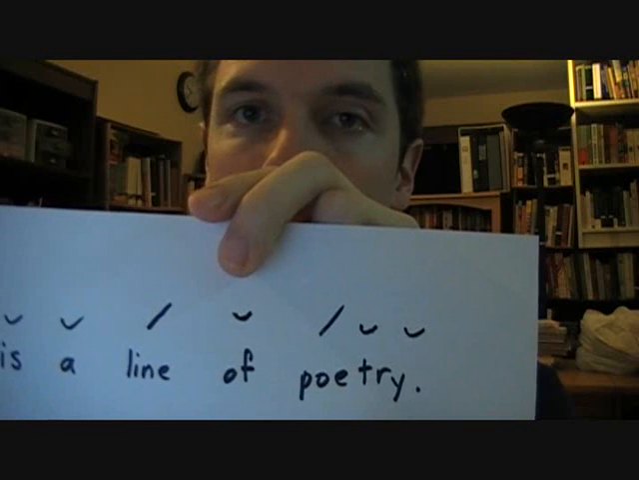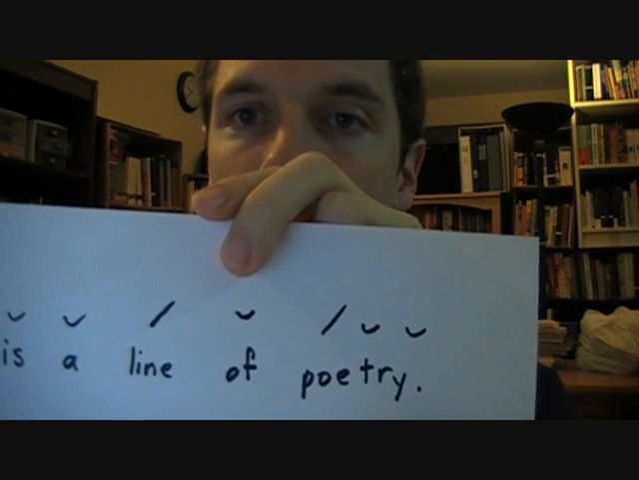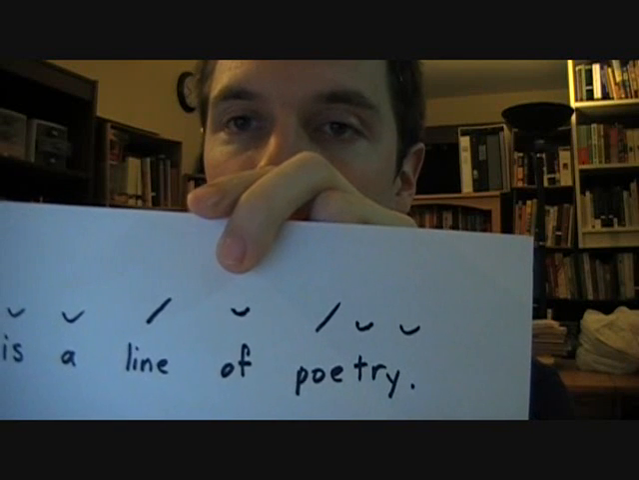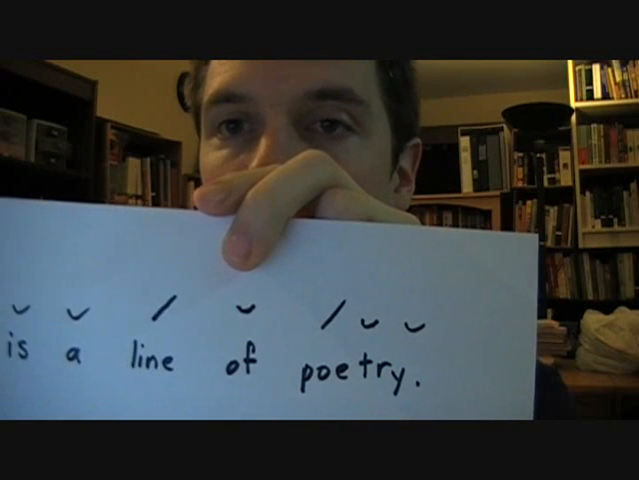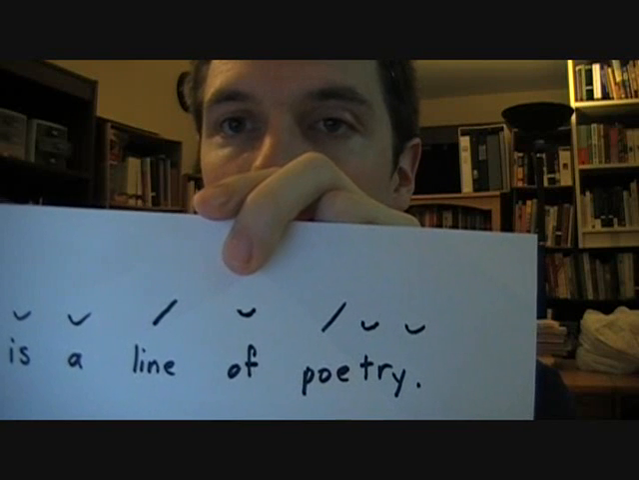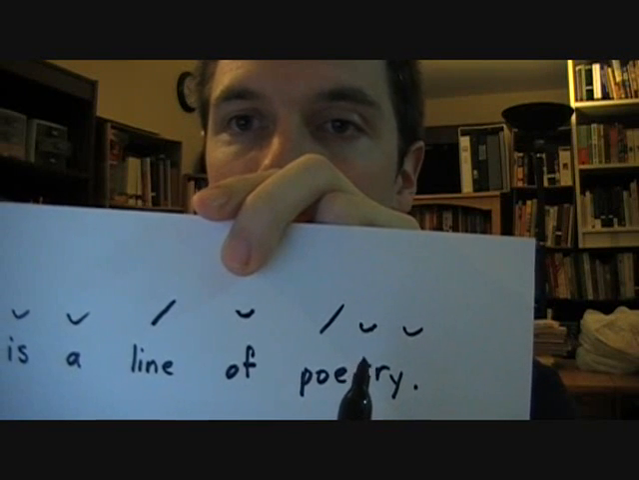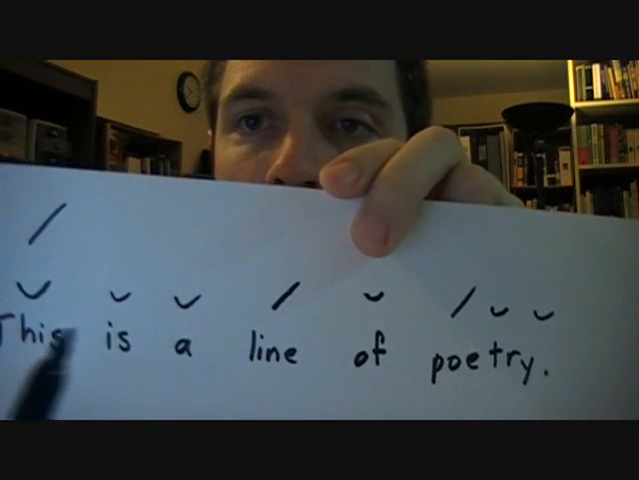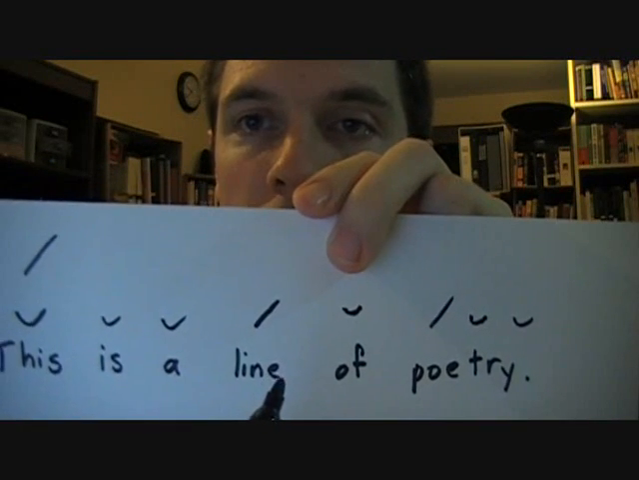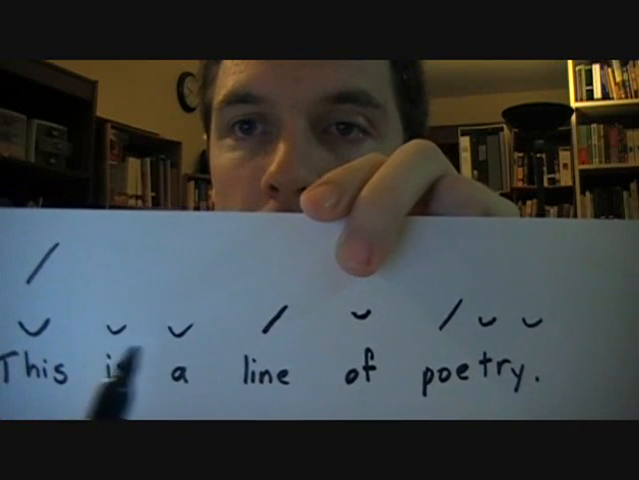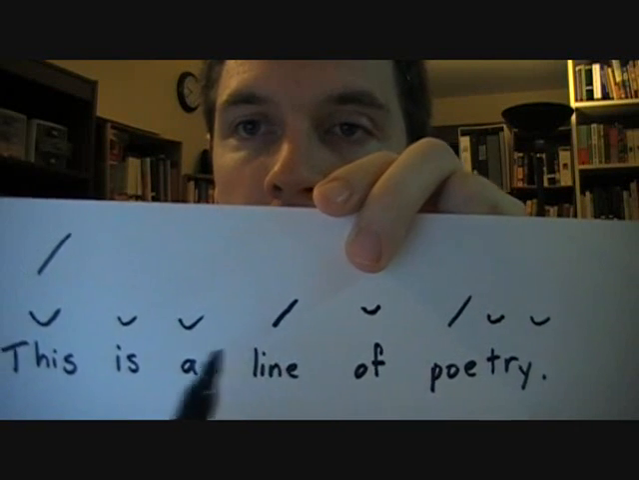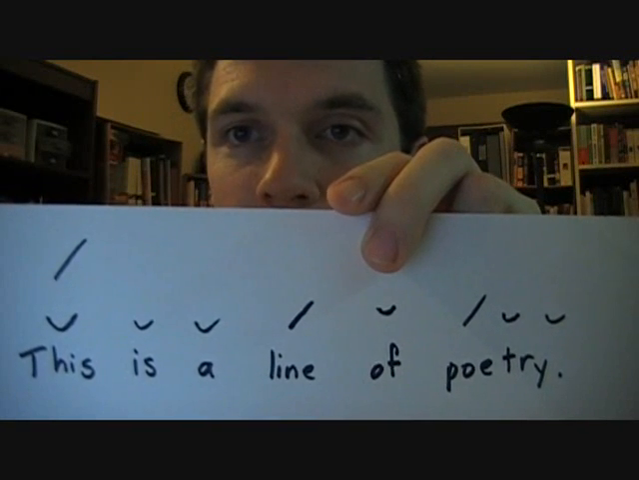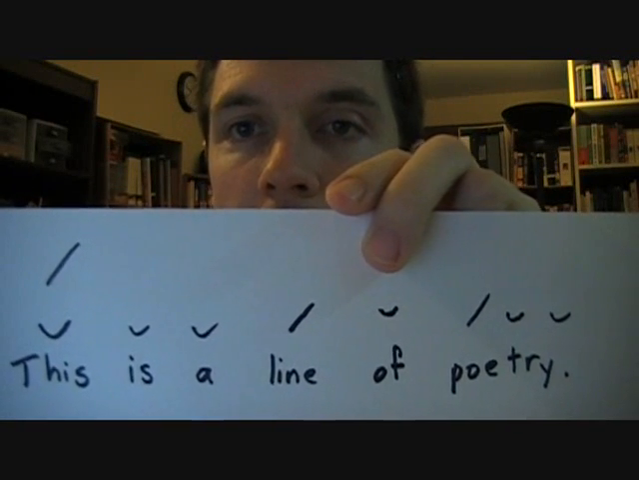So poetry, obviously, the first syllable is emphasized, and then it goes poetry. And notice that's not poetry. That would be with the middle syllable emphasized. So it's poetry. So that's how that works. So that's how these markings, and you'll see these if you take poetry classes, or if you study formal poetry, you'll see these markings. And they just tell you which syllable is supposed to be emphasized.